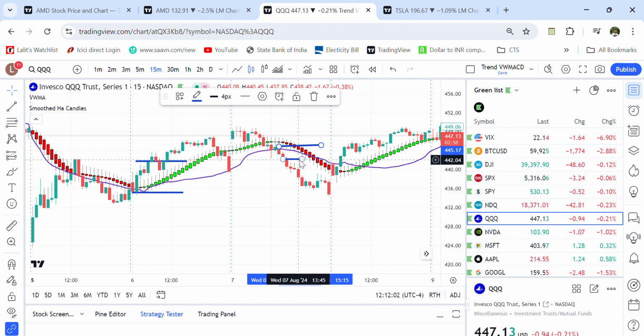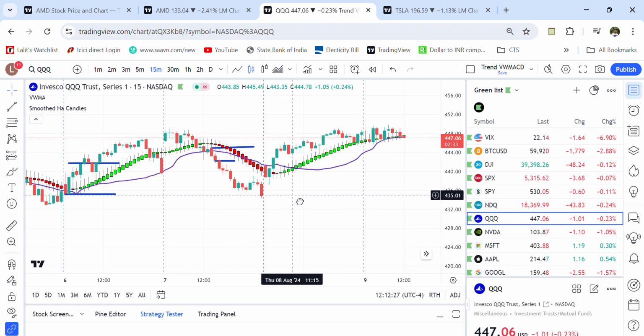So if you go downward from 442, your target should be 439. If you see here, 438 was achieved in like 1 hour or so. And if you leave it for more, if you go for the low of the day, the low of the day was below 435. So you got a great range of profit over here. You could have booked a great range of profit in this direction.